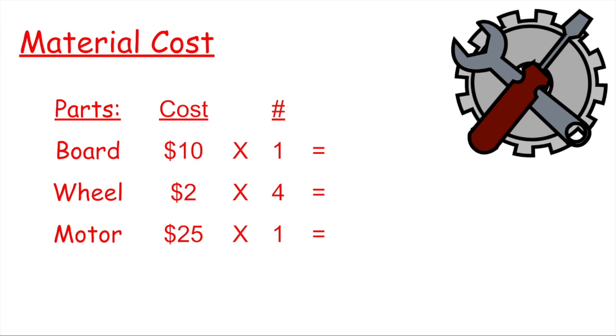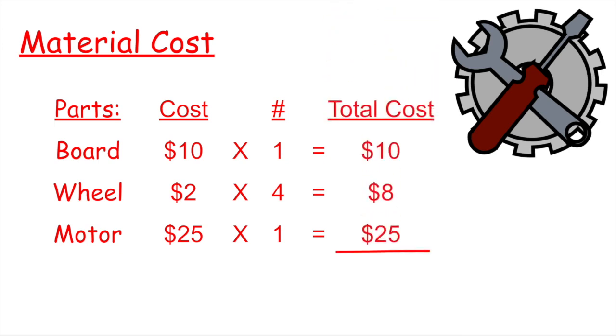So, for example, for the board, we are going to multiply $10 by 1, and the answer would be $10. For wheels, it would be $2 multiplied by 4, and the answer is $8. For the motor, $25 multiplied by 1, and it gives us $25. And at the end, we are going to add all of these numbers together. And for our example, we get $43 per skateboard.